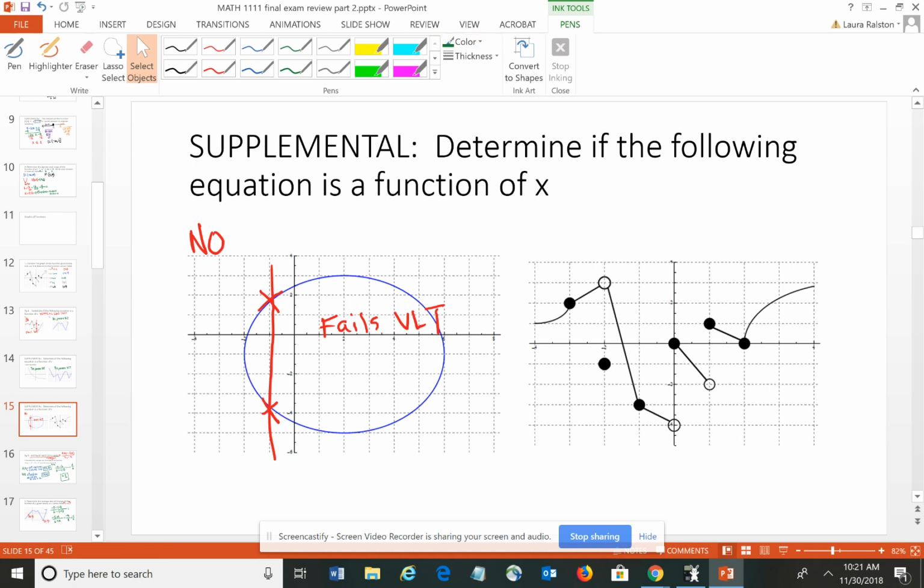With the graph on the right, again, be careful because you've got open dots and colored dots. Okay, so let's think about it. Here at -2, I've got an open and a closed. That's okay. At 0, I have an open and a closed. That's okay. And at +1, I have an open and a closed. That's okay. So it appears that this one would actually pass the vertical line test. So we can say, yes, this is a function because it does pass the vertical line test.